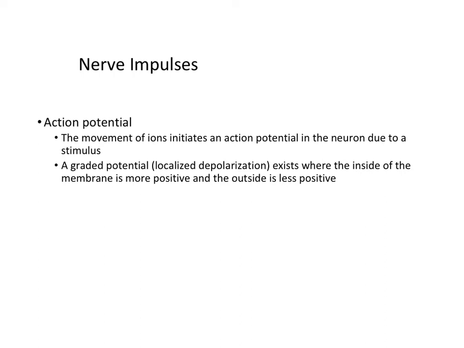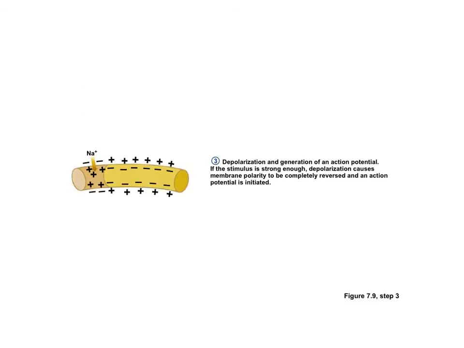Now we have an action potential. So the movement of ions will initiate an action potential in the neuron, and it's because of that stimulus. A graded potential is when you have a localized depolarization, and that exists where the inside of the membrane is more positive and the outside is less positive, and this occurs in one section of the axon. In the diagram, you can see that one section of the axon has been depolarized, but the rest of it has not yet been depolarized.